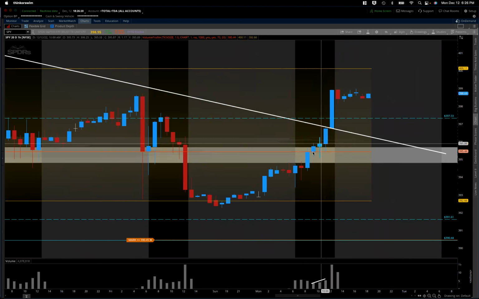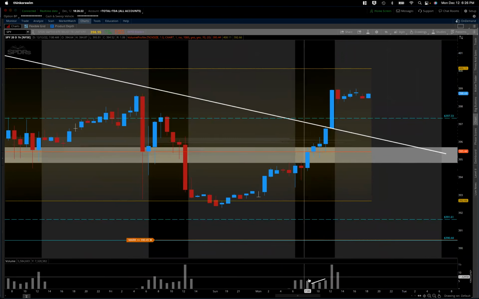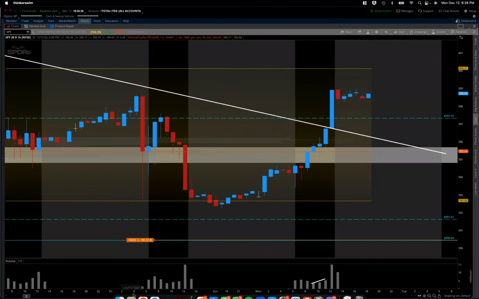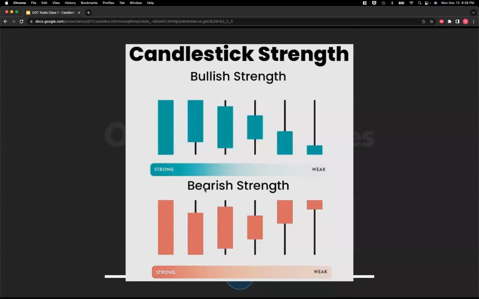We can see less buyers, the bodies are decreasing in size, volume is decreasing on the way up, we're getting longer wicks to the downside, right? It looks essentially like a textbook version of this.